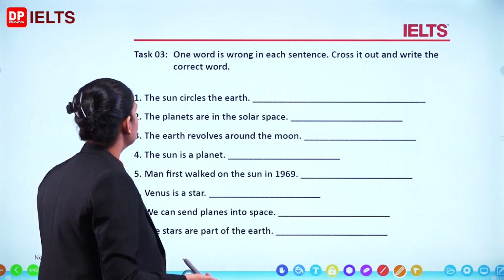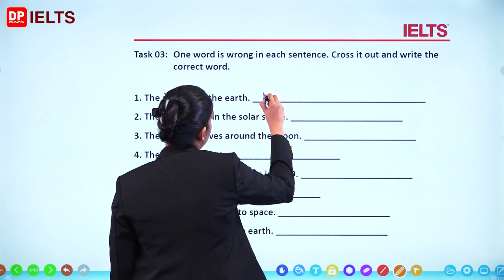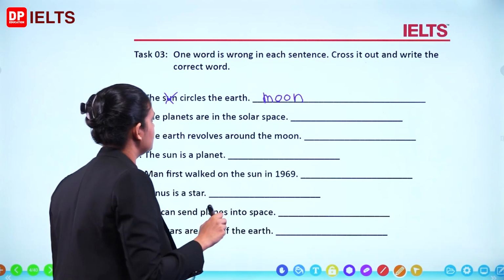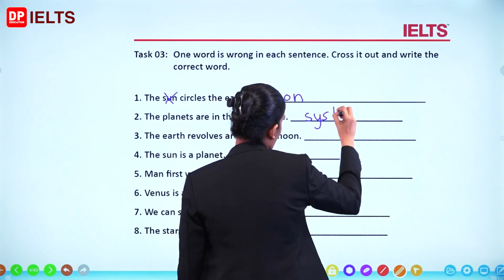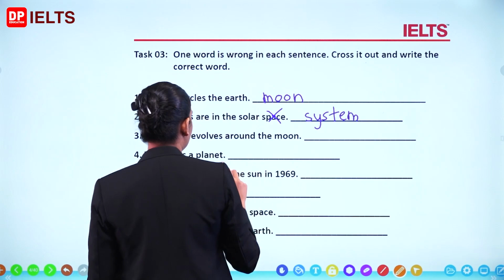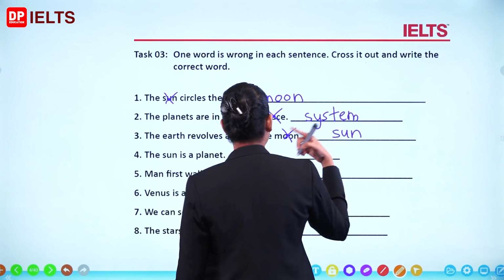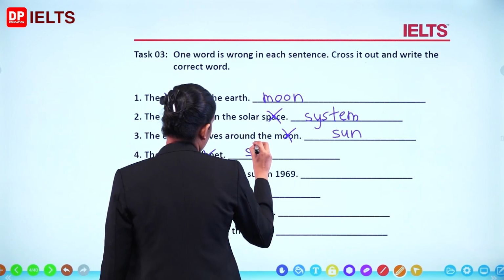The sun circles the earth. No. The moon circles the earth. The planets are in the solar space. No, they are in the solar system. The earth revolves around the moon. Wrong. The earth revolves around the sun. The sun is a planet. Wrong. The sun is a star.